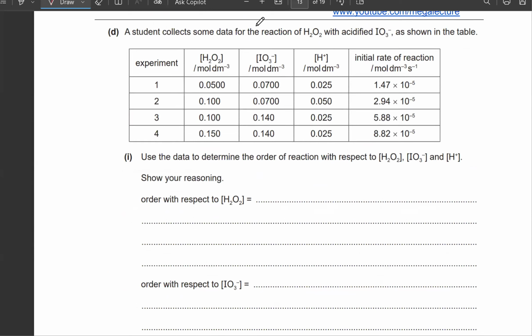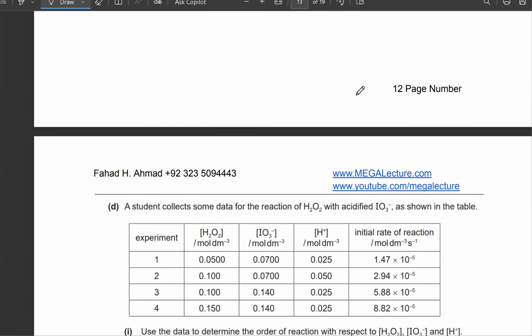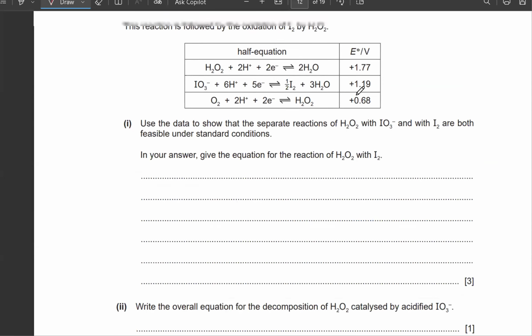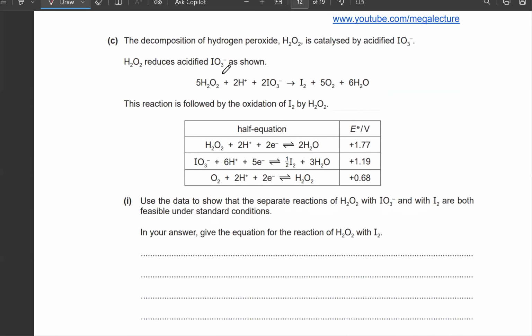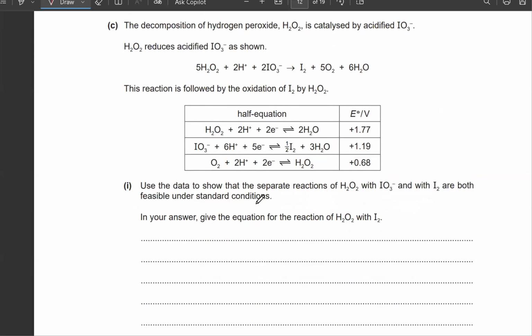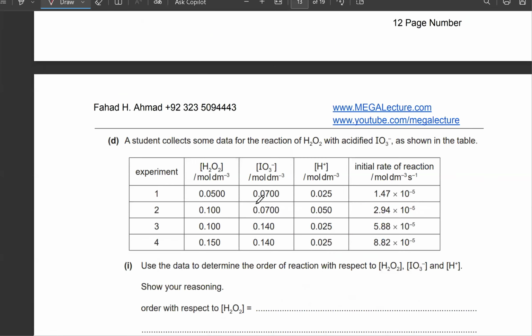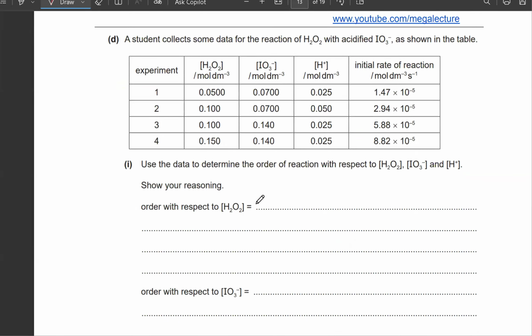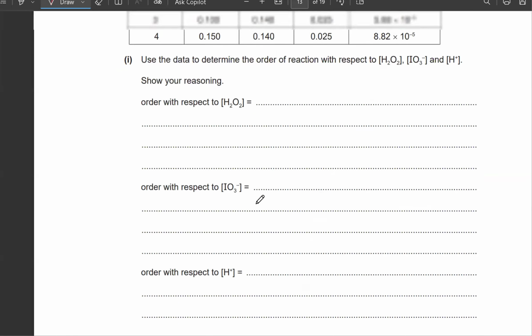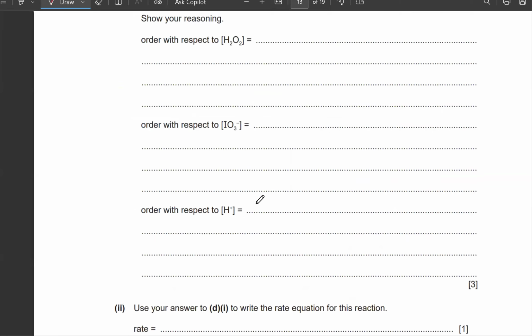A student collects some data for the reaction of H2O2 with IO3 minus 1. I think he's talking about the previous reaction, this one: H2O2, H plus 1, and IO3 minus 1. And you want to figure out the order of the reaction with respect to each one of them. That's exactly what he's looking for. It's just a 3-mark question though.